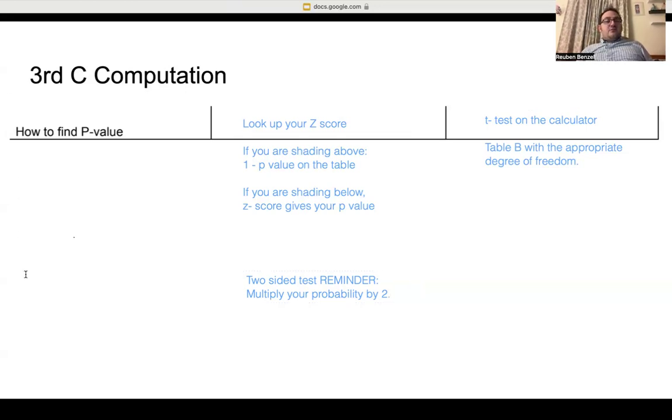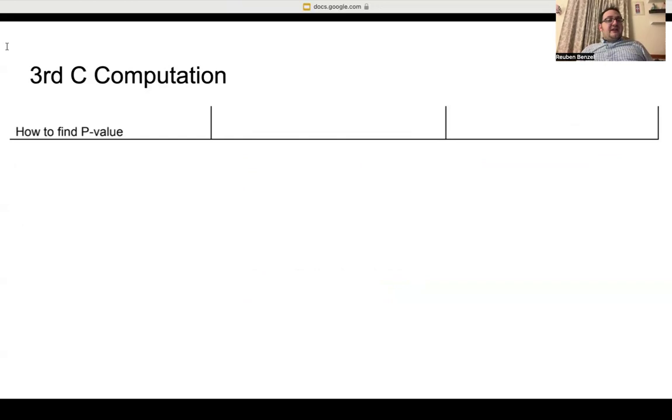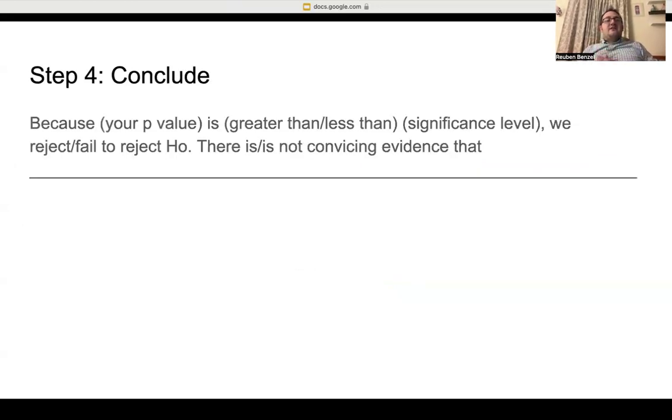All right, last but not least, we got to celebrate all the computation, and we have to do the fourth C, which is conclude. And this is a good way to conclude. So you can say, because whatever p-value you got is greater than or less than the significance level. So you just compare how that value that you got compares to that 5% or that 1%. We either reject. So remember, if you get a low p-value, you are more likely to reject the null hypothesis. Or we fail to reject the null hypothesis. And then we can say that there is or is not convincing evidence that blank.